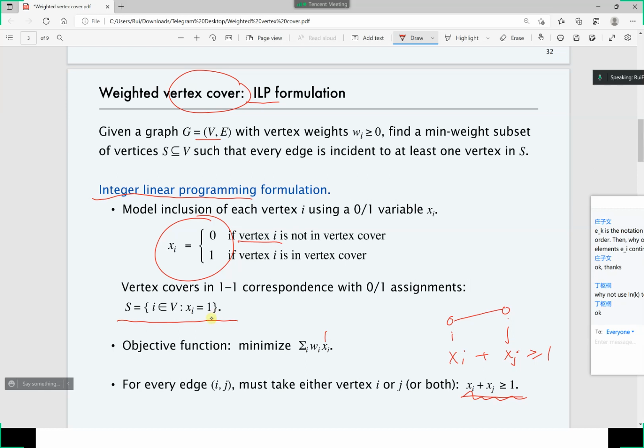As long as you can satisfy xi plus xj at least 1, you're going to cover this edge ij. We impose this constraint for every edge in the graph, and that guarantees that we cover all of the edges in the graph.